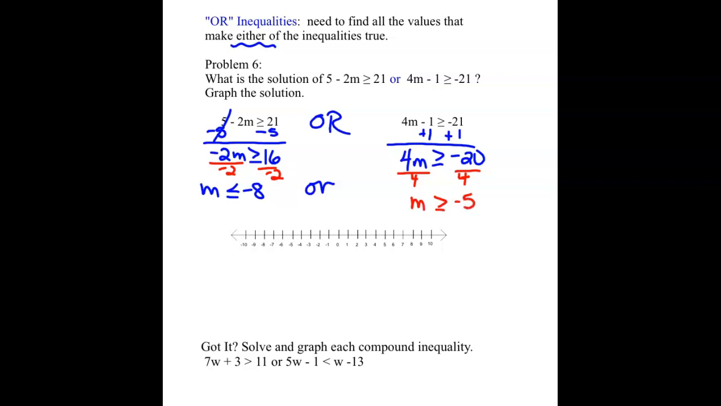Now this is an OR situation, so we want to shade both of these because either one of them can work. So for the blue one, we are saying that m has to be less than or equal to negative 8. So at negative 8, I'm going to have a solid dot and shade all the ones that are to the left of that, smaller than that. Or I want m to be greater than or equal to negative 5. So solid dot at negative 5 and shading all of that.